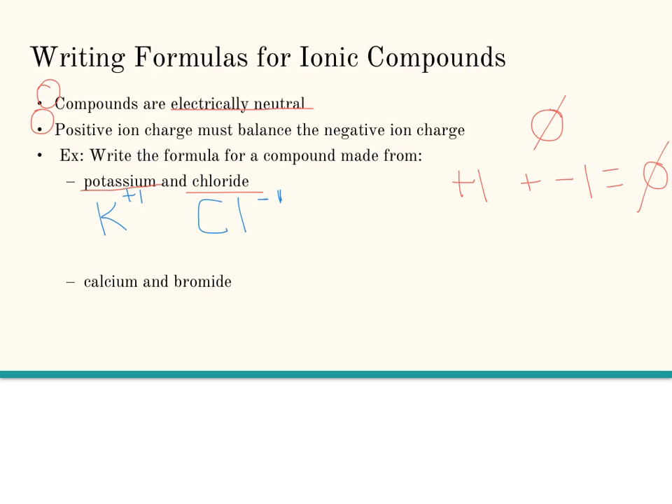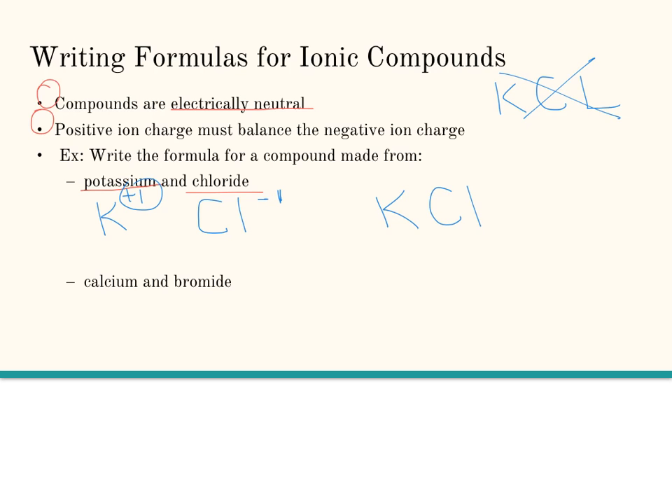Okay, the next thing we want to remember when we write a formula is that the positive ion always goes first. So when writing a chemical formula, the positive ion is going to be listed first. In this case, potassium is the positive ion. Okay, so we're going to start by just writing the element symbol for potassium, followed by the element symbol for chlorine, which is a capital C, lowercase l. Okay, we want to be careful with how we write these element symbols. Writing capital K, capital C, capital L is incorrect.